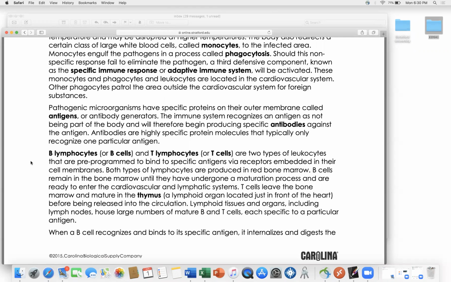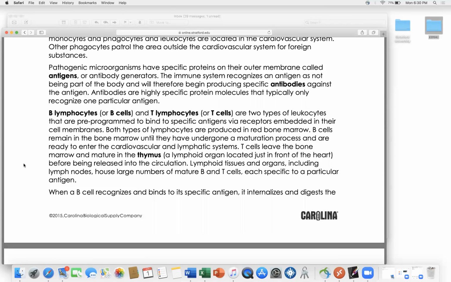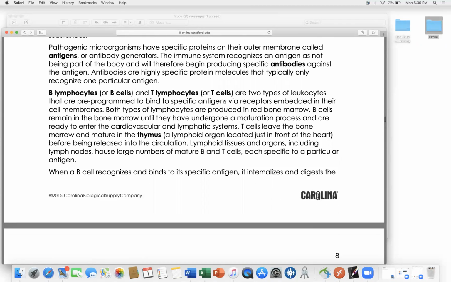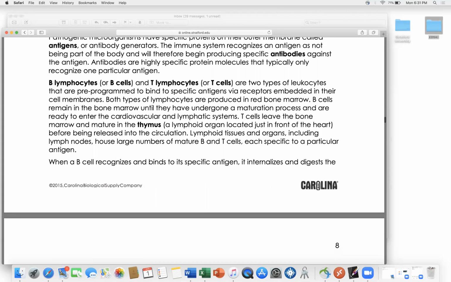Now, you have B lymphocytes and T lymphocytes, also known as B cells and T cells. Your B is from bone marrow, also from bursa, but think B, think bone marrow, that's an easier way to go. And your T lymphocytes, think thymus, which you've already seen in the lymphatic system picture I showed earlier, right?